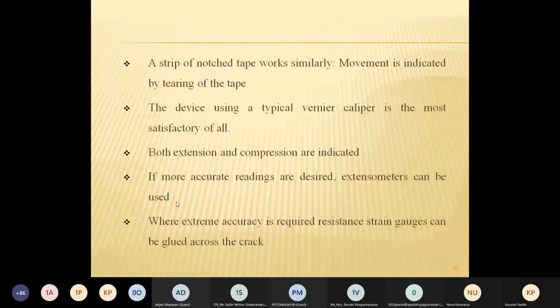Then a vernier caliper can also be used, which gives satisfactory results. An extensometer can also be used for accurate readings. In some cases we require extreme accuracy, and then we can use resistance strain gauges to measure whether the crack is active or dormant. There are certain images shown over here.